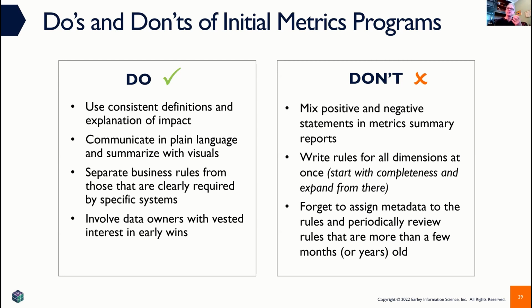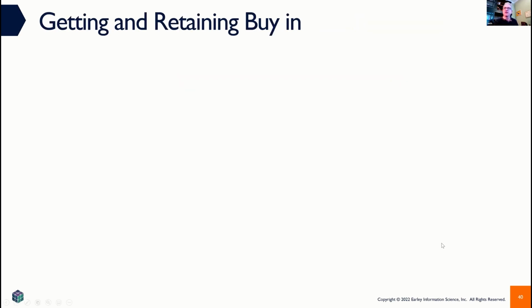Make sure that you write rules for the dimensions of your metrics. In other words, start with completeness and then expand from there, meaning you want to make sure you understand all of the dimensions of your data, and you can get into more granularity about those different dimensions. And don't forget to assign metadata to the rules, because you want to periodically review them. You want to know who owns them, what tools they belong to, anything about the data provenance. And then you want to make sure that they don't get out of date. So you need to be able to have that administrative metadata on those rules.